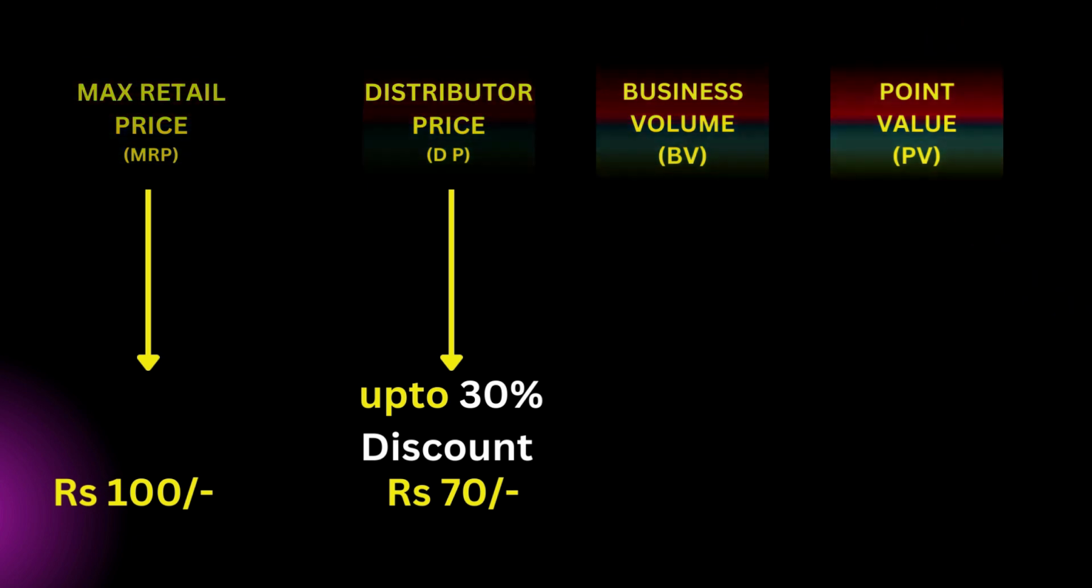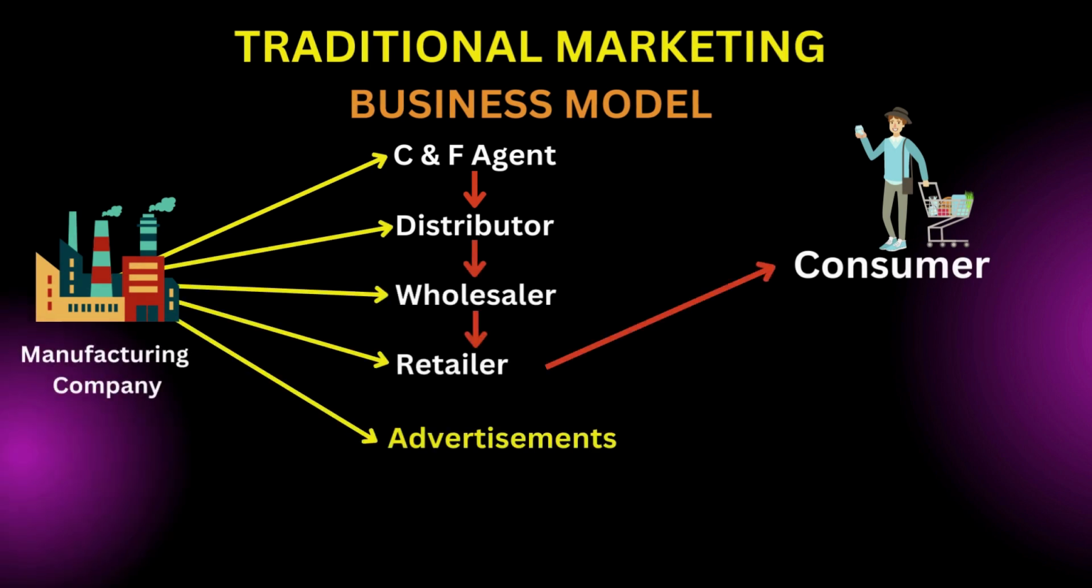Let's understand the BV and the PV. Before understanding BV and PV, let's have a look at the traditional marketing business model, by which it will be more clear. Let's say in the traditional marketing model, a manufacturing company manufactures a product, and it reaches the consumer through a chain of middlemen like the C&F agent, that is carry and forward agent, then distributor, then wholesaler, and the retailer. And the consumer comes to know that the product has come to the market through advertisement done by influencers like famous sports personalities or film actors, etc. That's how the traditional business model works.